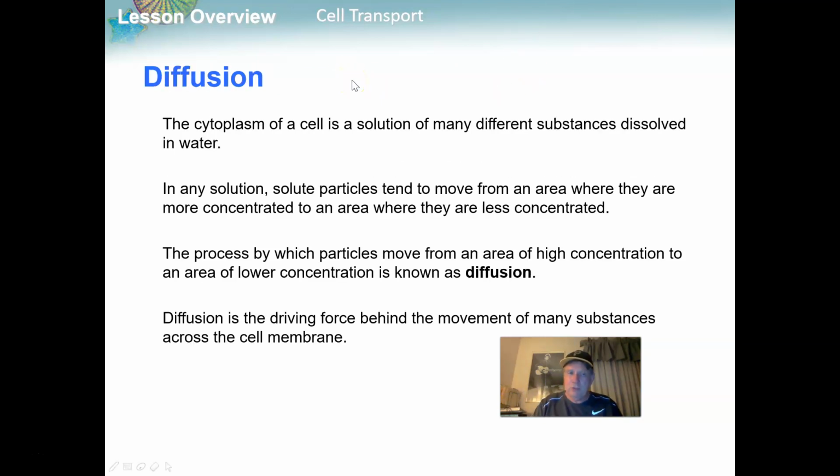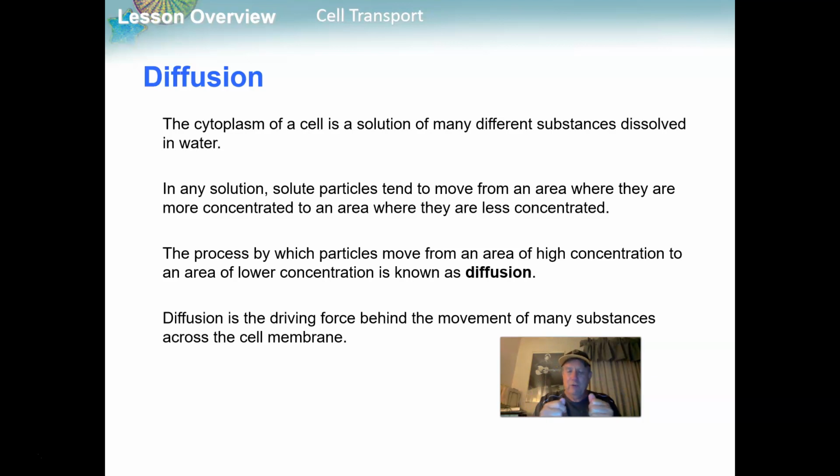Now we're going to talk about diffusion. The cytoplasm of a cell is a solution of many different substances dissolved in water. In any solution, solute particles, that's the things dissolved in the water, tend to move from an area where they are more concentrated to an area where they are less concentrated. The process by which particles move from an area of high concentration to an area of lower concentration is known as diffusion. Diffusion is the driving force behind the movement of many substances across the cell membrane.